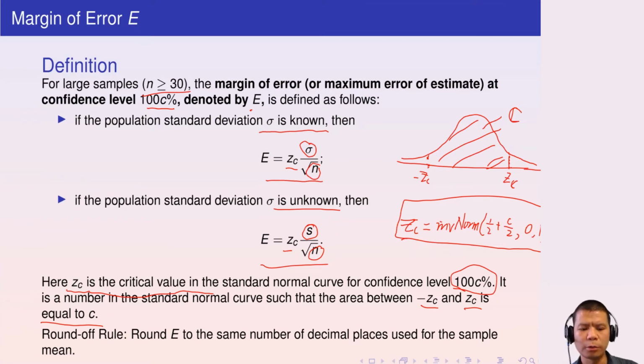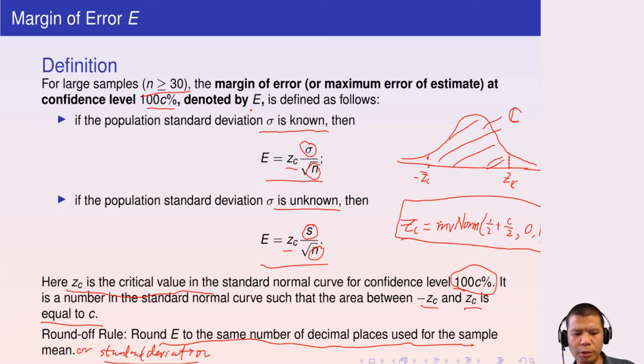Now the rounding rule for E is the same number of decimal places as the sample mean or sample standard deviation. It should be the same. That's the rounding rule for E, the margin of error.